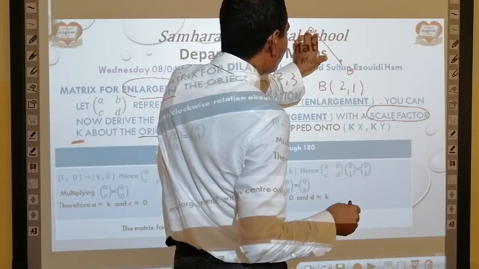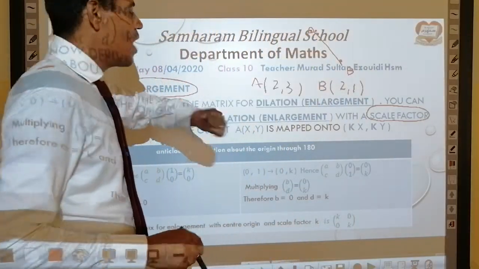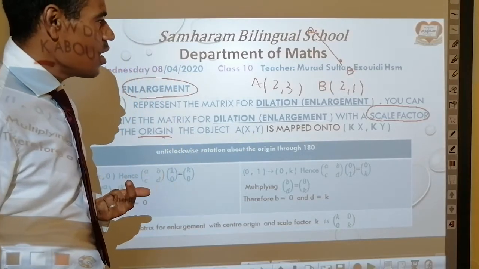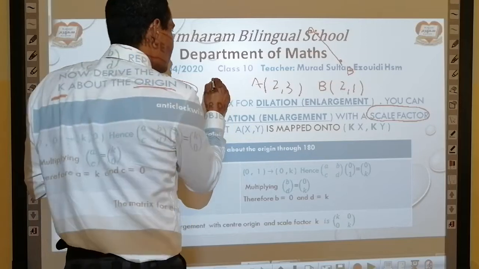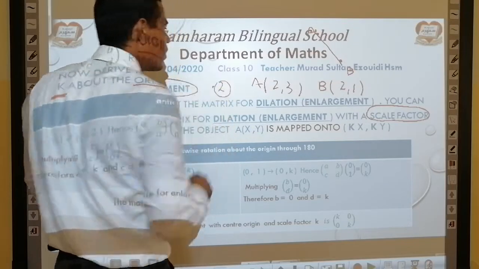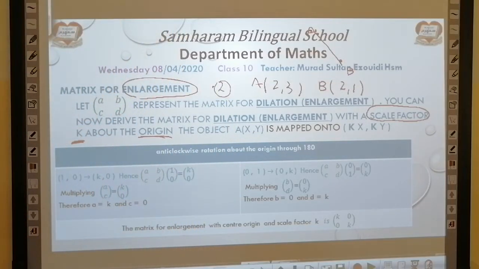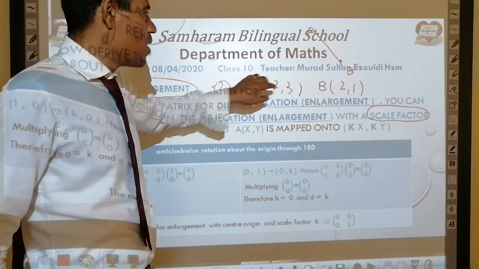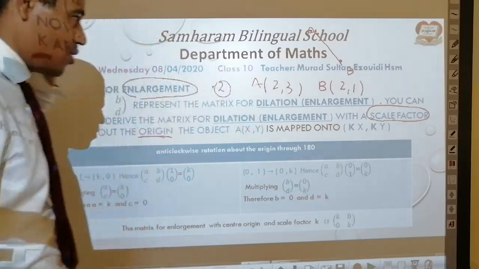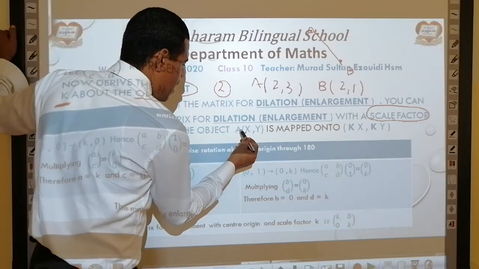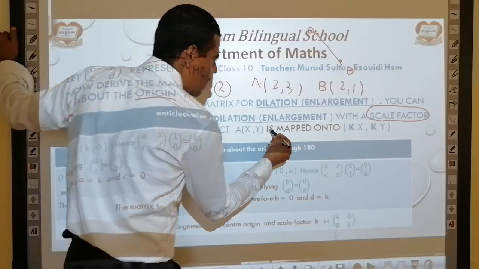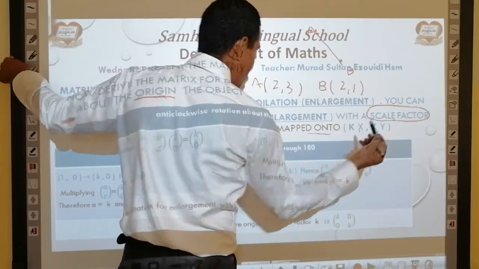I want to make this larger. I need a center and I need a scale factor. If now the scale factor is, for example, 2, you will just multiply 2 by 2, then 2 by 3, then 2 by 2, then 2 by 1. So we said that A of coordinates (x, y) is mapped into (kx, ky).